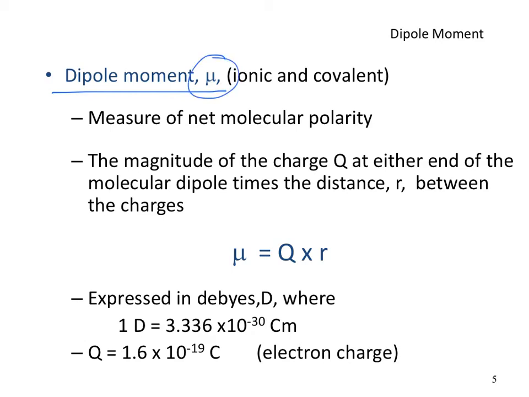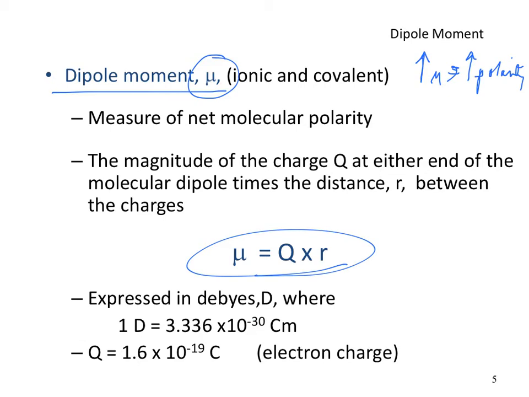It's denoted by the Greek symbol mu, and it gives us an idea of polarity. You can say greater is the numerical value of the dipole moment, greater is the polarity. So greater mu implies greater, higher polarity. Mathematically, it is determined by determining the product of the charge and the distance of separation of the charges.